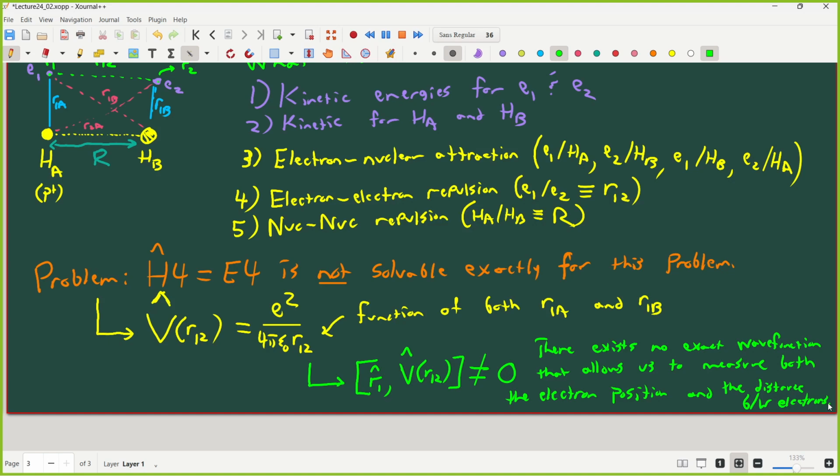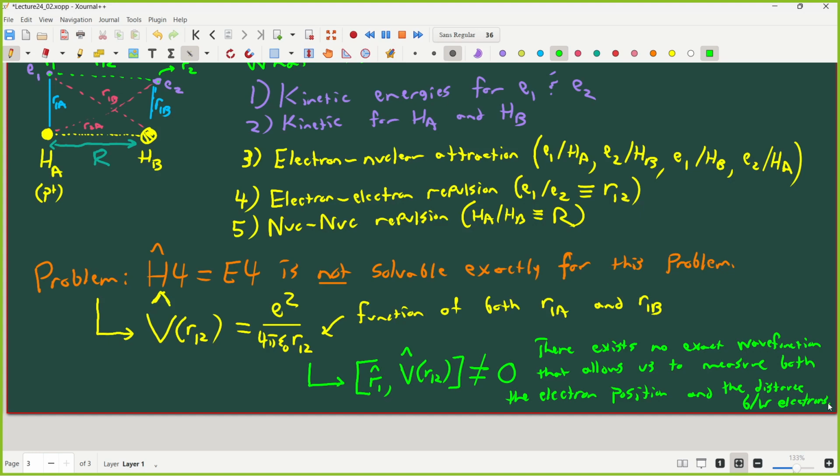Electron-electron repulsion plays an extremely important role in molecules. So we have to account for it. If you don't account for it, you get the wrong answer every single time. So we have to come up with a new approach. We'll figure out something.